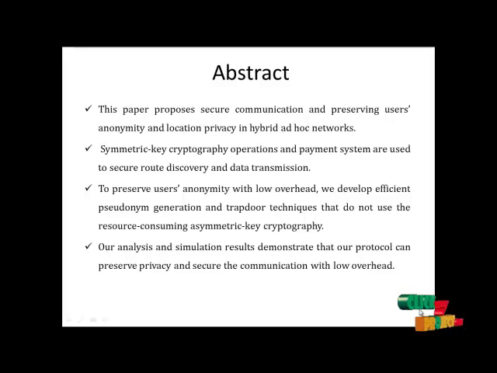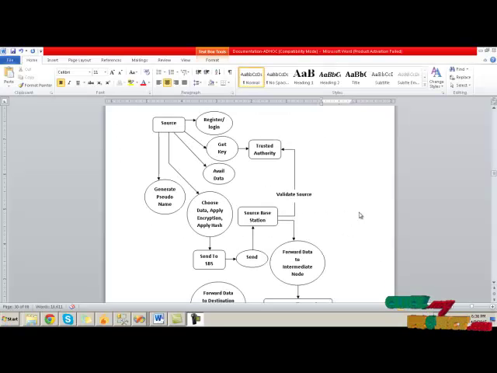Symmetric key cryptographic operation and payment system are used to secure route discovery and data transmission. To preserve users' anonymity with low overhead, we develop efficient pseudonym generation and trapdoor techniques that do not use the resource-consuming asymmetric key cryptography. Our analysis and simulation results demonstrate that our protocol can preserve privacy and secure the communication with low overhead. This data flow diagram shows the overall process of this project.